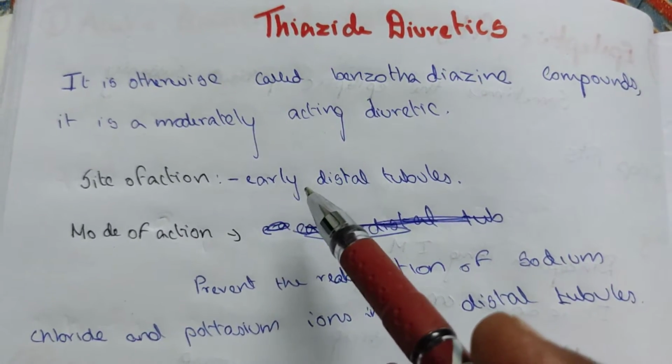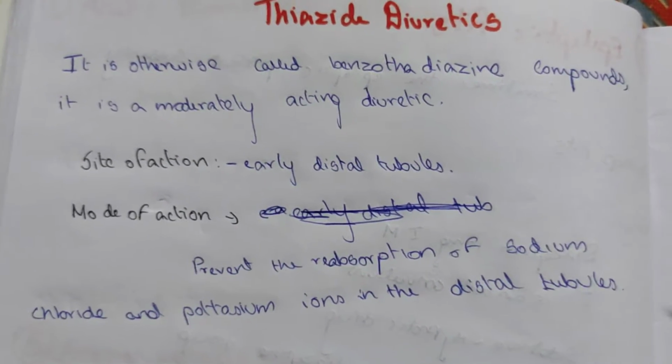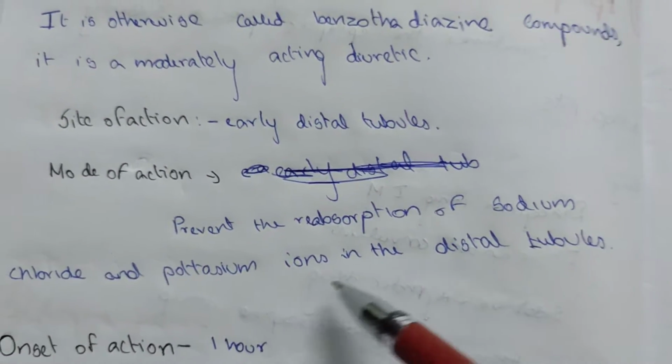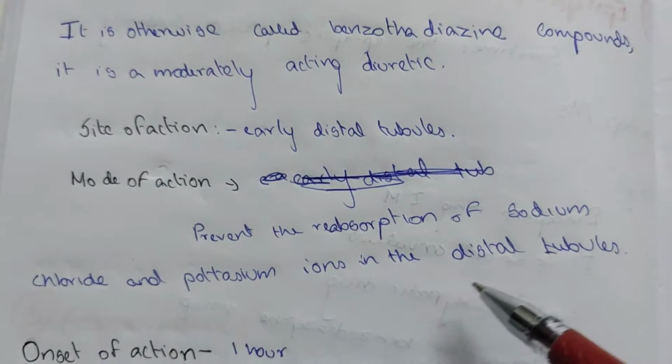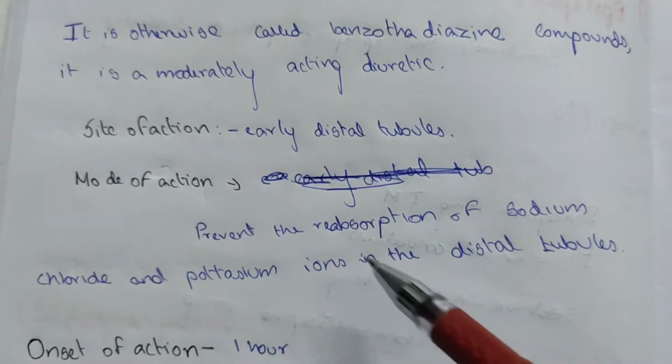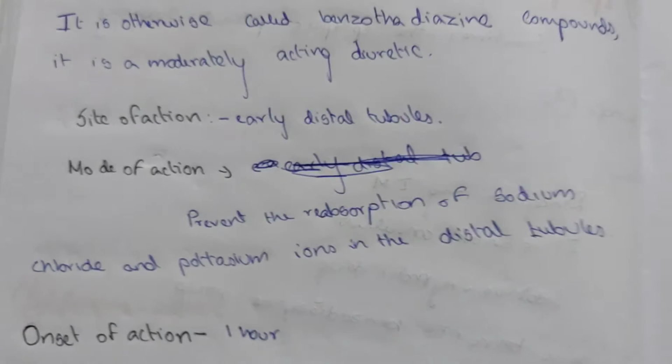The site of action is the early distal convoluted tubule. Mode of action: it prevents the reabsorption of sodium chloride as well as potassium ion in the distal tubules.